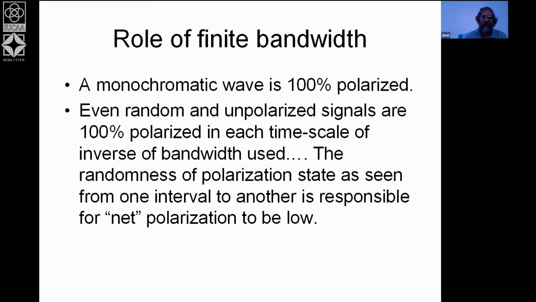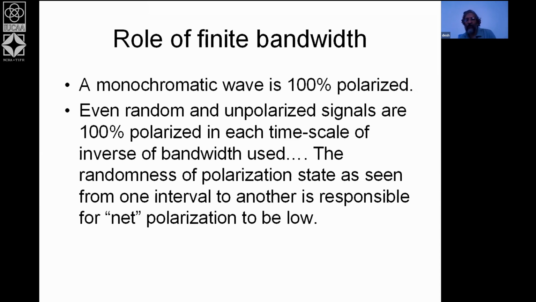So the finite bandwidth around the frequency will tell you both the number of oscillations that you will have and the scale on which you will continue to have that oscillation in that state. The state will change after that, but you will find that it's 100% polarized each such time. And the superposition of this from one interval to another is different, unconnected and unpredictable. That is at the heart of the net polarization being low.